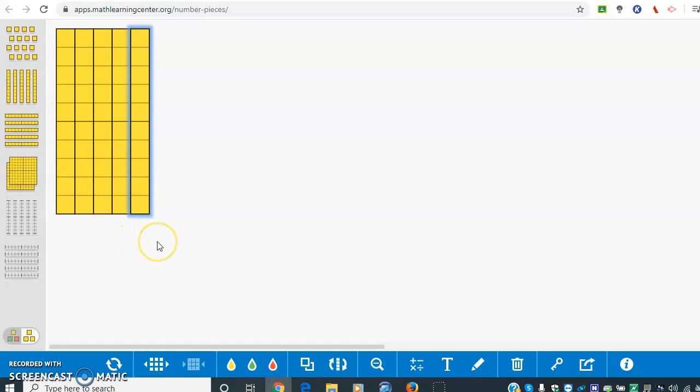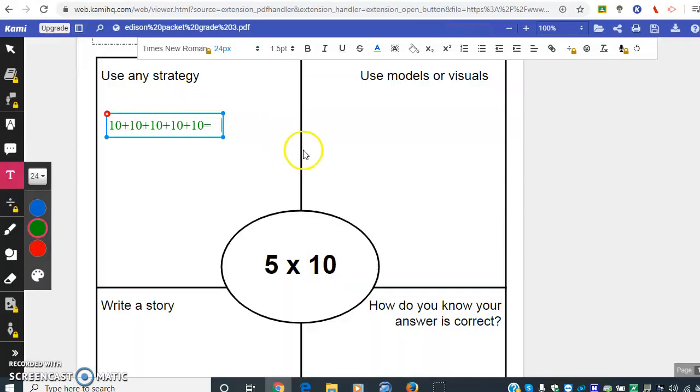So trying to use models to show 5 times 10 is like saying, I've got 5 10s. Here's a 10, here's the second 10, the third 10, the fourth 10, and the fifth 10. And if we count it all up together, we've got 10, 20, 30, 40, 50, which I'm hoping is the answer you got in our first square. Now, if you're in the web app and you're messing around with it, remember they want you to draw it on your paper as well.